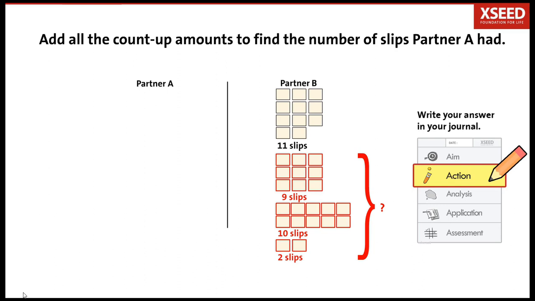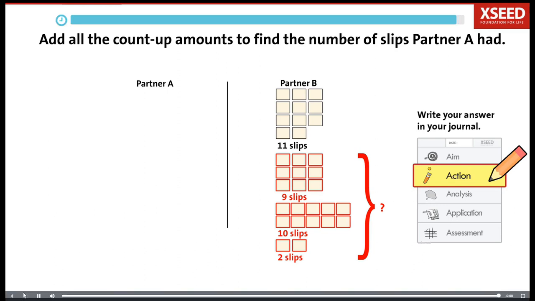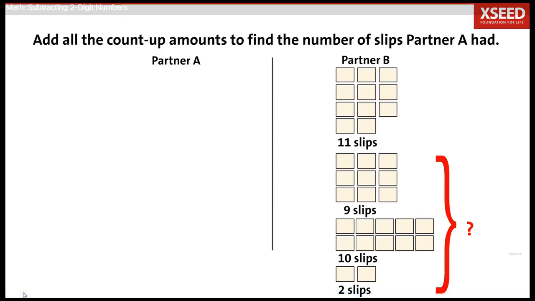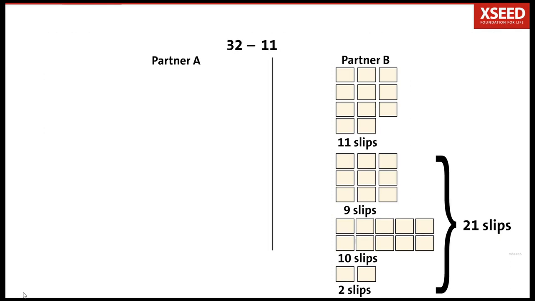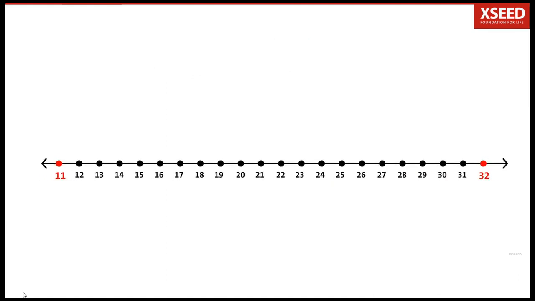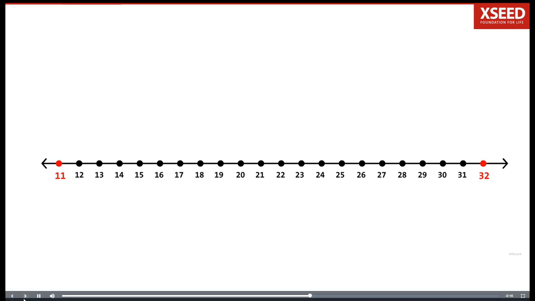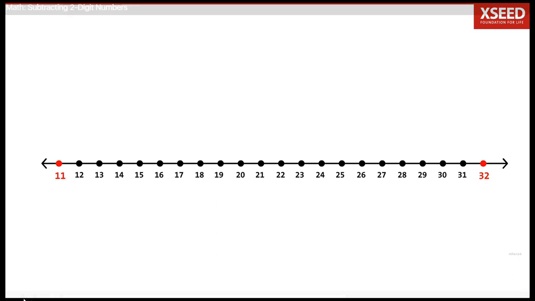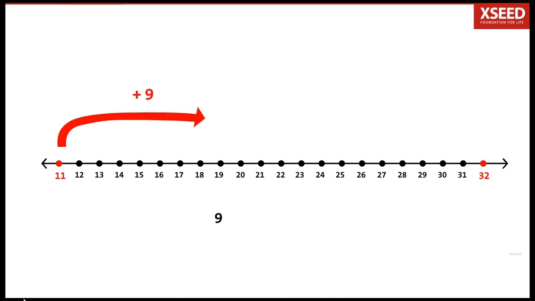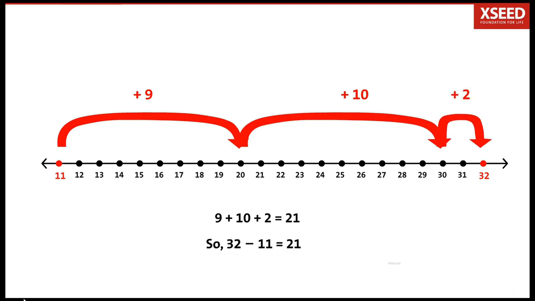Now, add all the count-up amounts to find the number of slips partner A had. Write the answer in the action part of your journal. Mia, what is your answer? 21 slips. Excellent. This means that on subtracting 11 from 32, we get 21. Here, we used the counting up method, in which we counted up from the smaller number till we reached the bigger number. We added all the count up amounts, 9, 10, and 2, to get the difference between the two numbers.